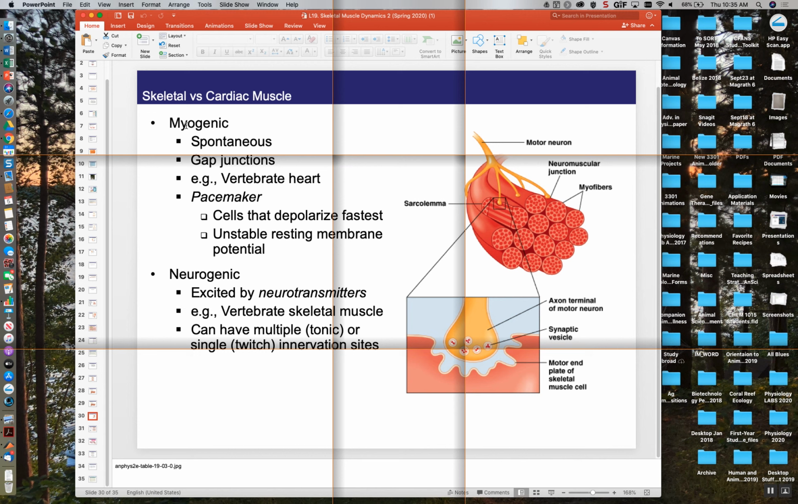All right, so what happens when something goes wrong with the pacemaker cells? This actually happens to some patients. This is actually known as sick sinus syndrome. Sick sinus syndrome.